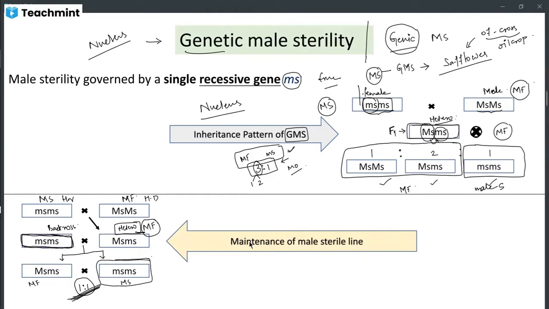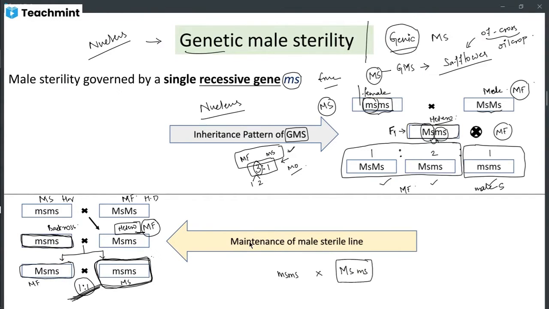You need to identify the male sterile one. If you want to use the male sterile plant in your hybrid breeding program, you need to identify it. Okay, so this is the simple maintenance program. Again, if you want to obtain the male sterile one, what will you do? You can cross the male sterile one with this plant, male fertile.